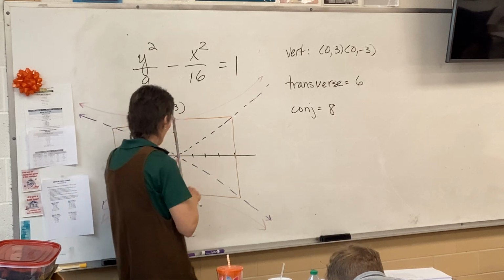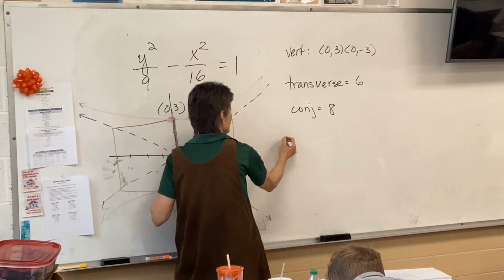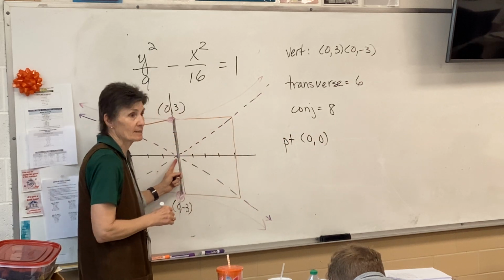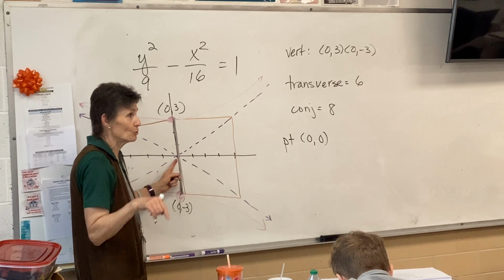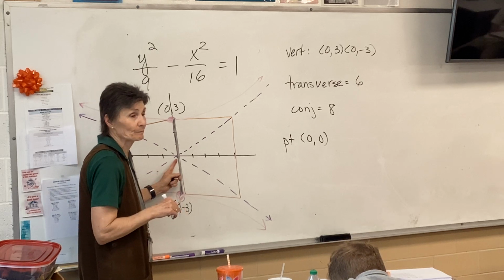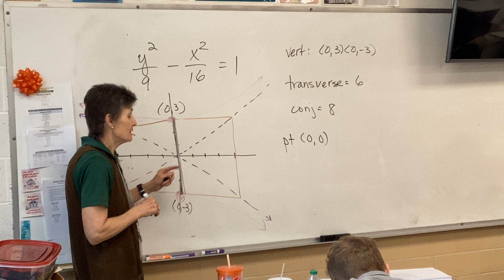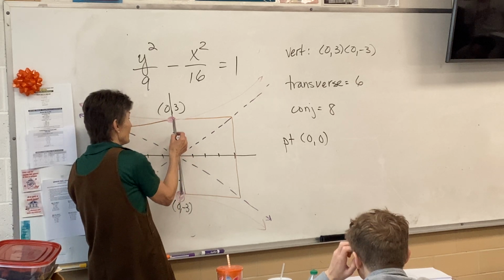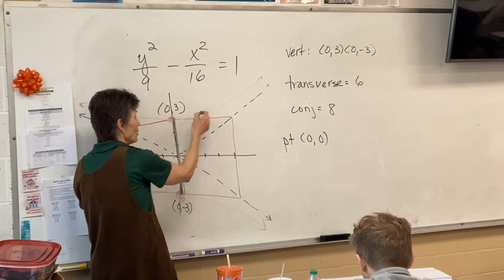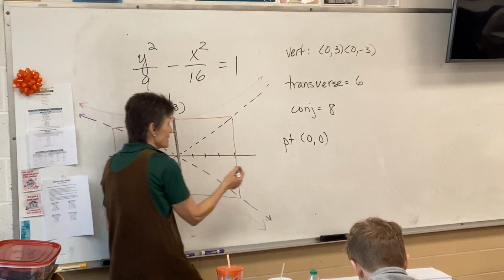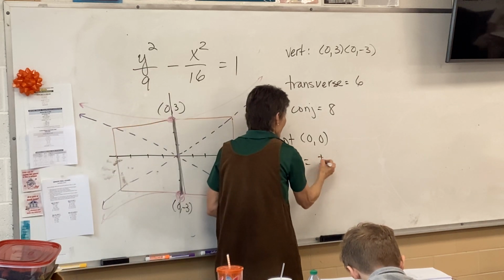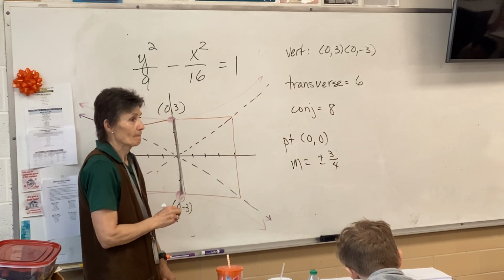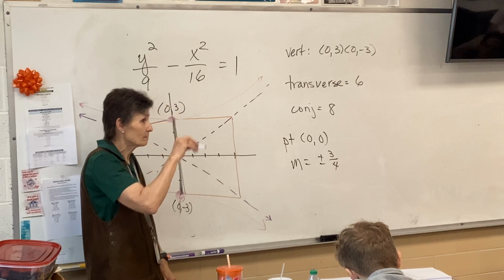So what point will the asymptotes contain? Always the center, which is here, the origin. We're going to do one in a minute that's not at the center and not at the origin. Now what about slope? What's the slope? I counted up how many and over how many. So my slope is either positive or negative 3/4. Slope is rise over run, up over over.